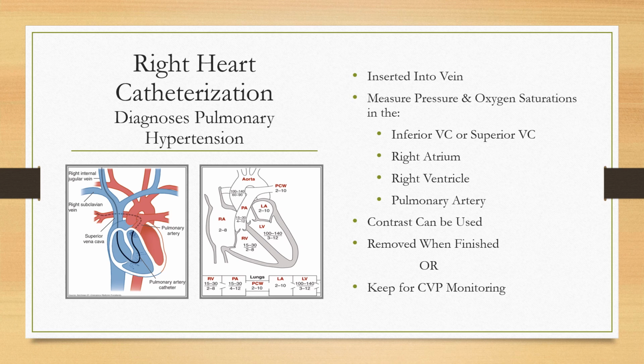So it can give a lot of information about what's happening with the pressures and the oxygen on the right side of the heart. Now, this catheter can be left in if the patient is very ill and needs monitoring of the right venous pressure. So the venous pressure is, of course, on the right side of the heart, the inferior vena cava and the superior vena cava, and it can be left in for CVP monitoring. Okay? So central venous pressure monitoring.